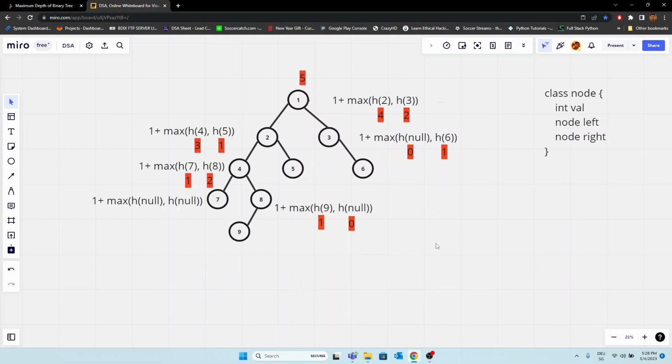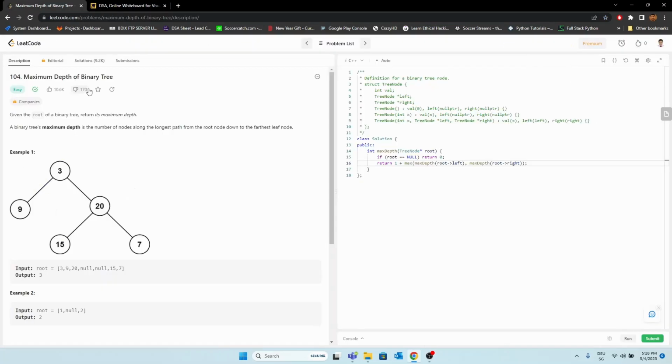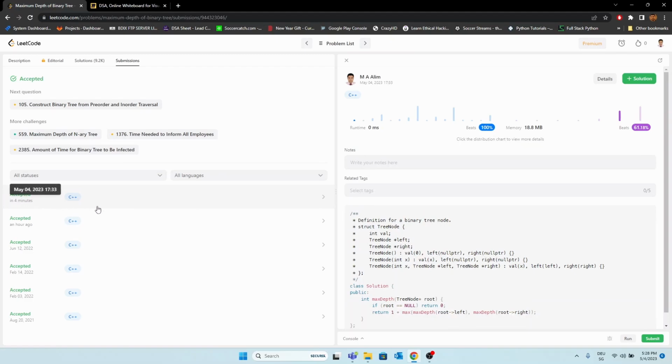Now let's try to solve this problem in LeetCode. Here is the problem. This is our approach. At first we have written the base case and this is our recursive case. Now let's submit this problem and see what happens. And yes, we got accepted.